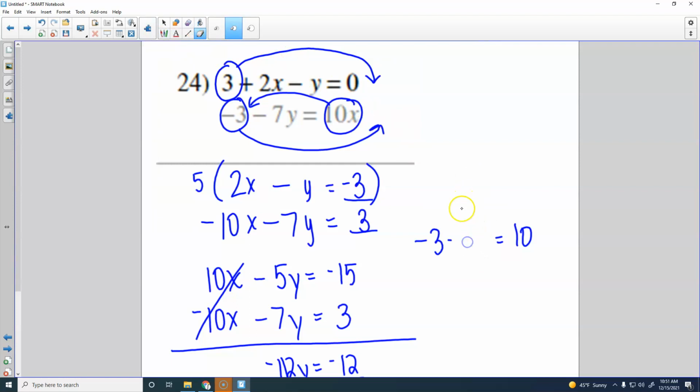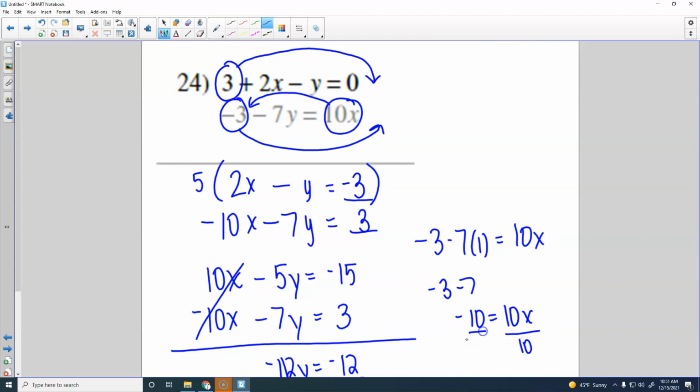So we got 7 times 1, and then we got 10x. So that's -3 minus 7, which gives me -10, equals 10x. I can divide both sides by 10. So -1 is my x. So my answer would be -1, 1.